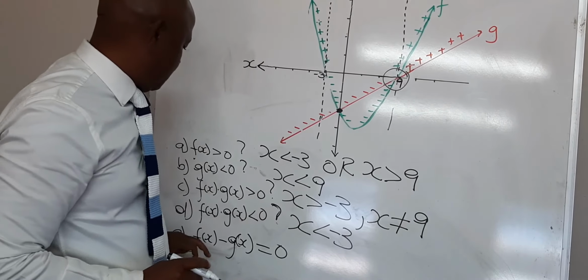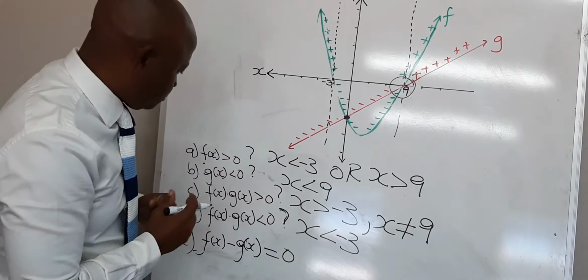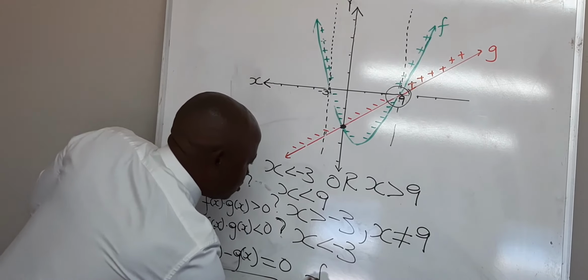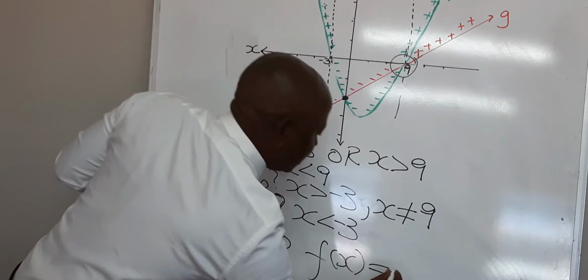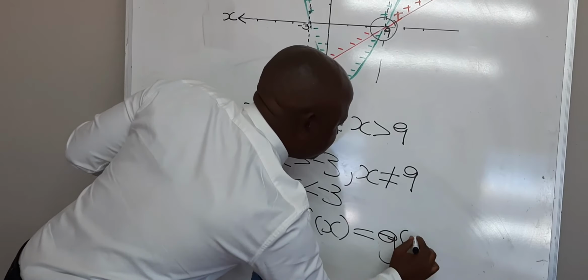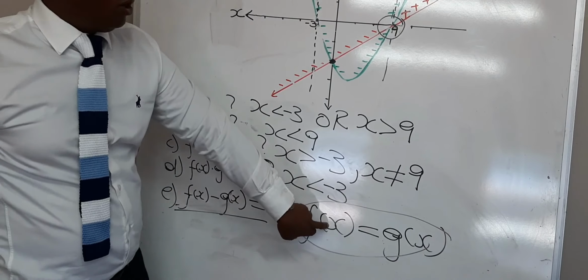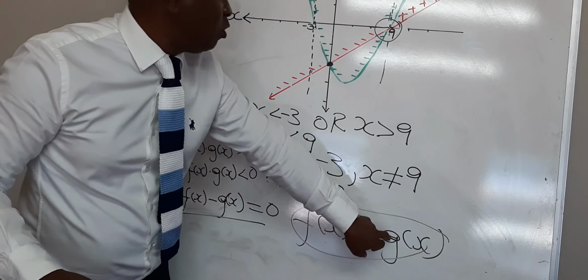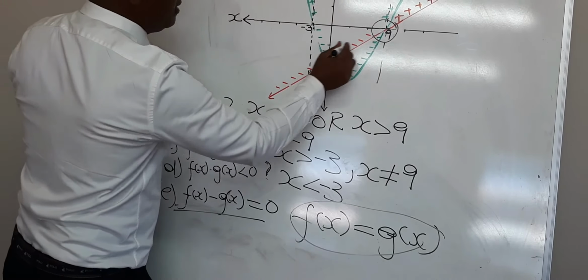The last question, f minus g is 0. When do you get a 0? Let's transpose. We say f at x equals, when you transpose -g to the other side, you get positive g at x. So this question says we are looking for a position where the two graphs intersect, where they are equal. Where are they intersecting? They are intersecting here and here.